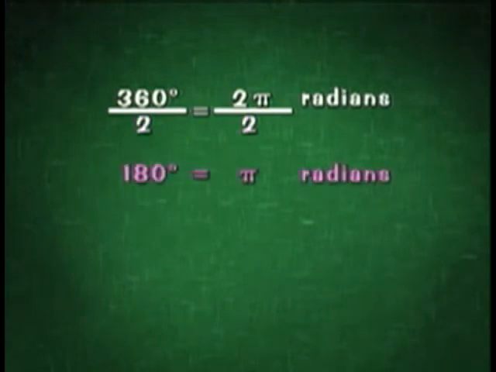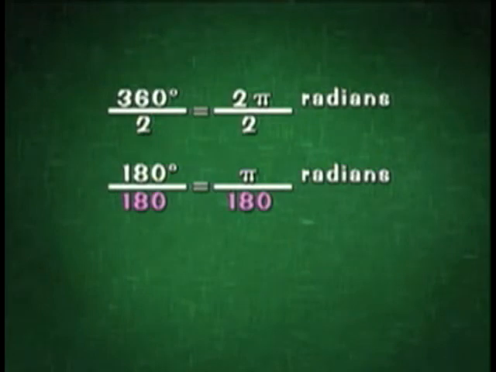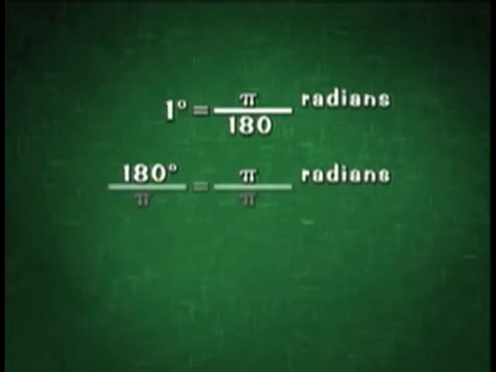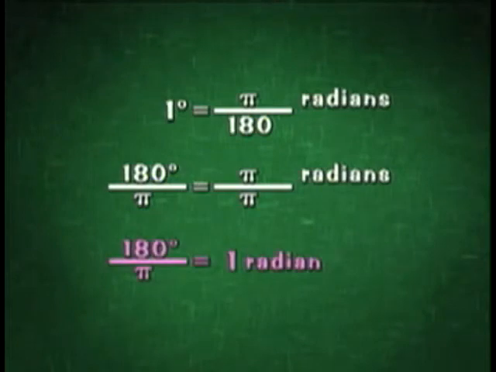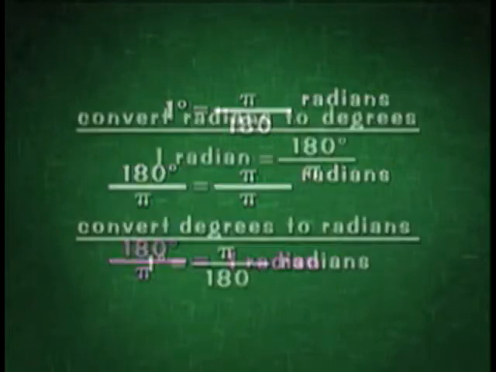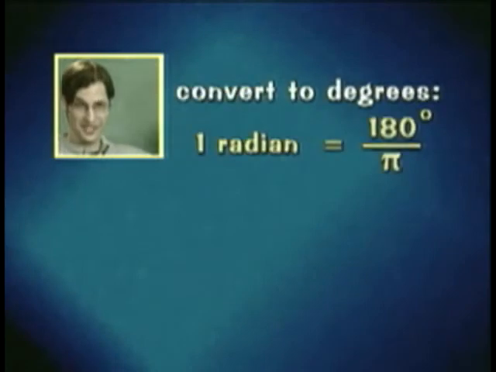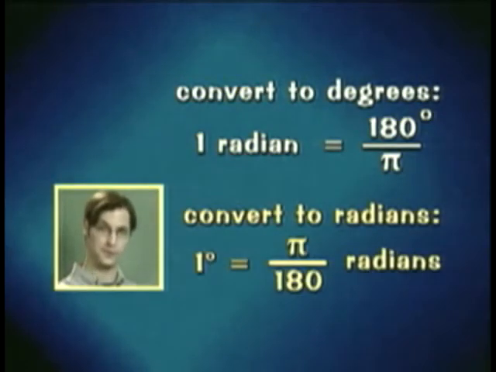360 degrees equals 2 pi radians. If we divide each side by 2, then 180 degrees is equal to pi radians. Now, we divide by 180 to get 1 degree is equal to pi over 180 times radians. Another way to do this would be to divide by pi on each side, giving us 1 radian is equal to 180 degrees over pi. These last two results you see here allow us to convert from radians to degrees or vice versa. So, this one is for degrees, and this one is for radians.